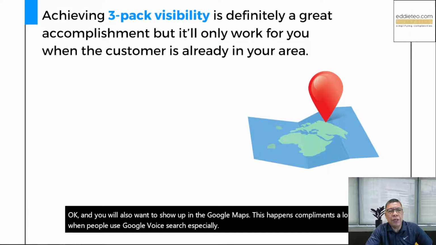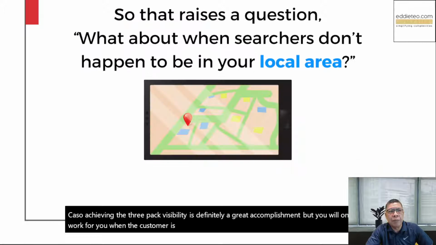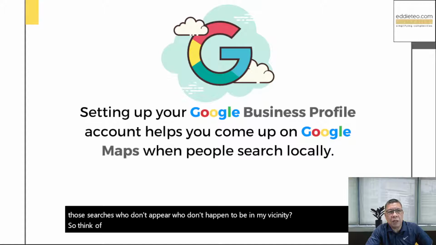So achieving the three-pack visibility is definitely a great accomplishment, but it will only work for you when the customer is already in the area. So that raises a question: what about those searchers who don't happen to be in my vicinity? Setting up your Google Business Profile account helps you come out on Google Maps when people search locally.